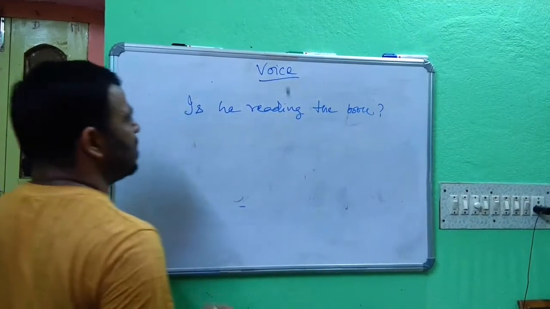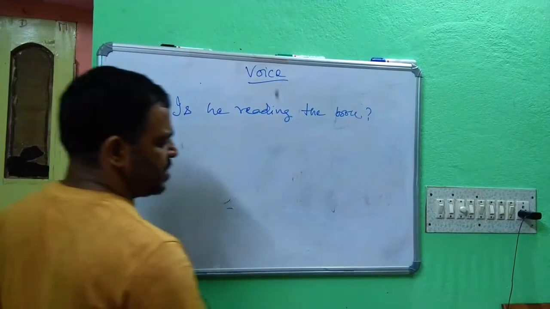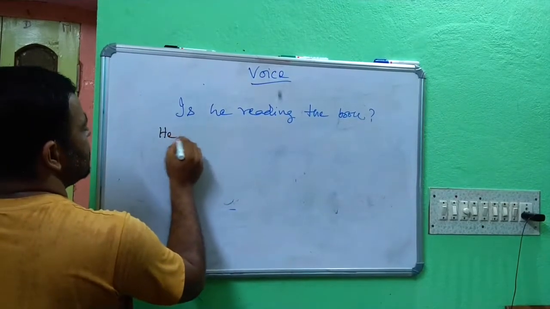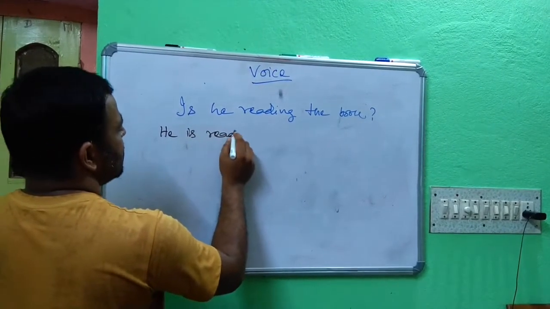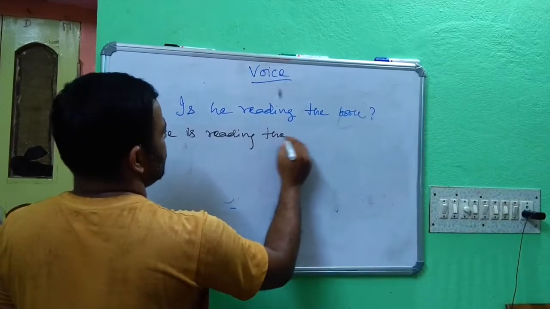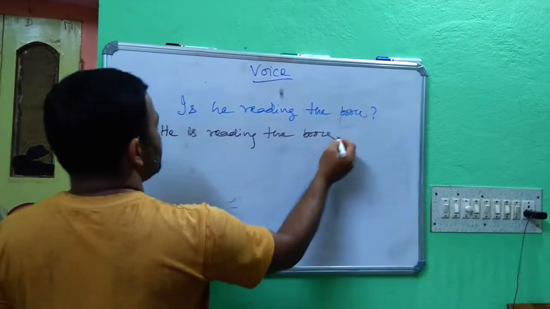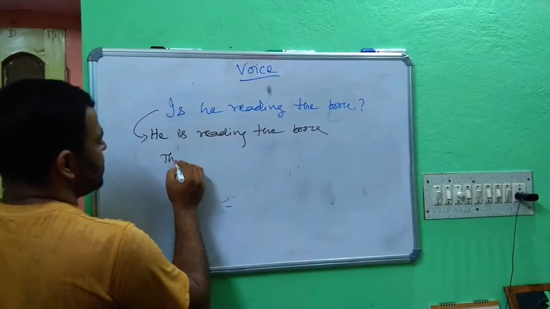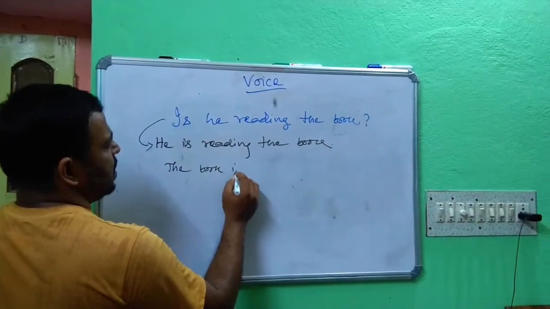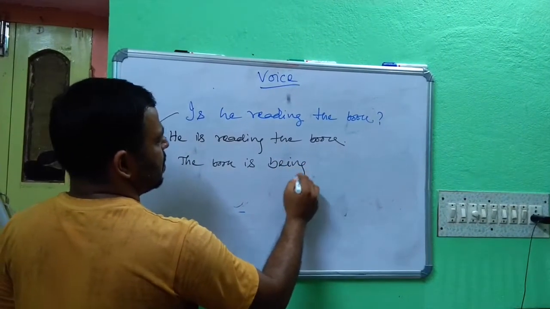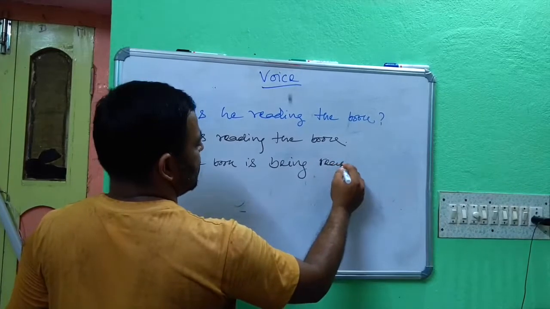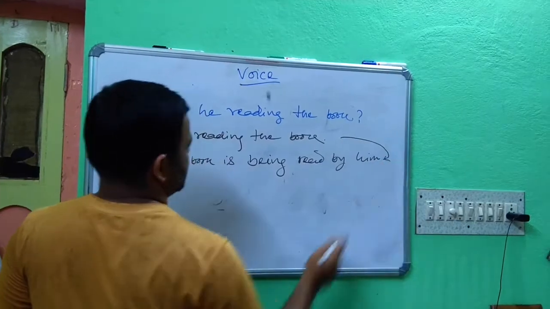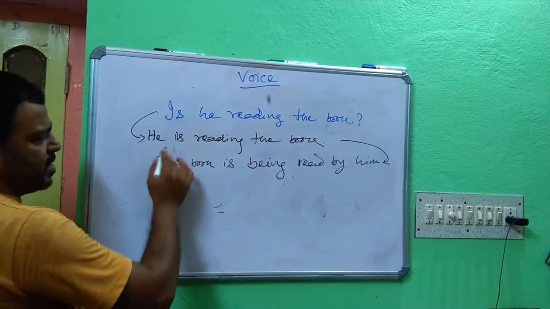This is in present continuous tense. You change it in passive voice, that is, he is reading the book, from interrogative to assertive. Then you can change it: the book is being read by him. From this to this, from assertive to assertive.